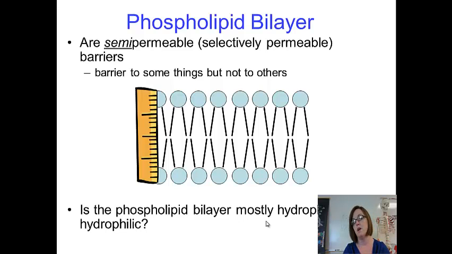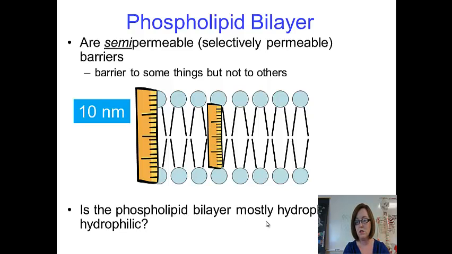If we were to measure the width of a phospholipid bilayer, right, we can say maybe it's 10 nanometers. Right? What portion of that is hydrophobic? So how much of that whole 10 nanometer length or width, whatever you want to call it, is hydrophobic? It's maybe about 70%, like 7 nanometers.